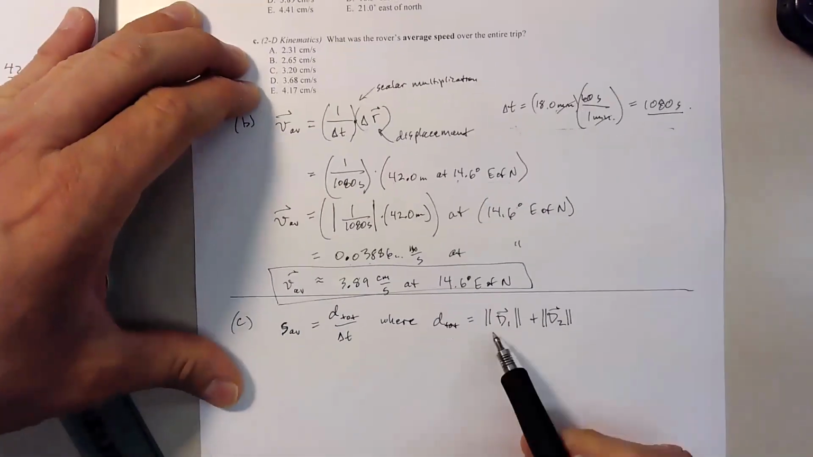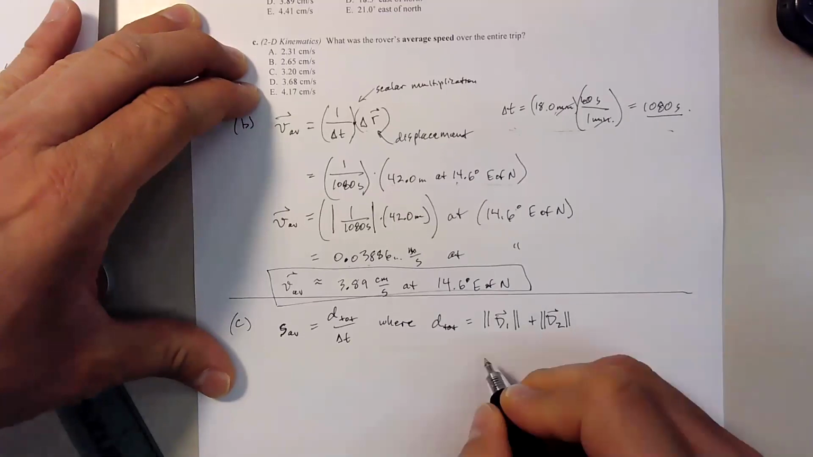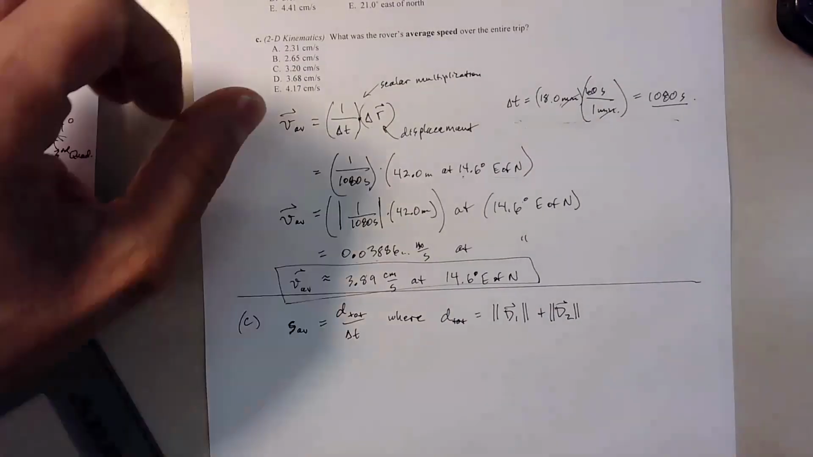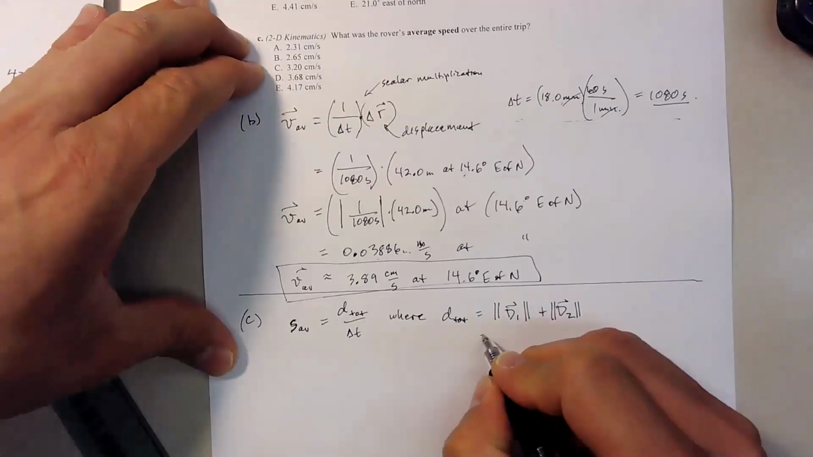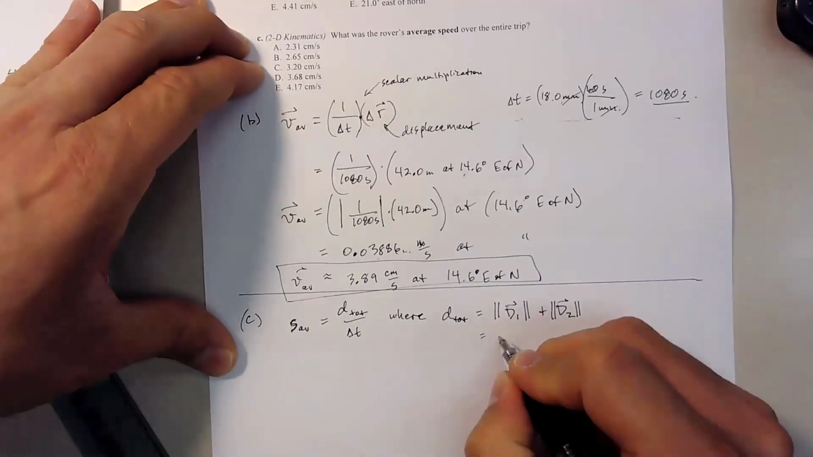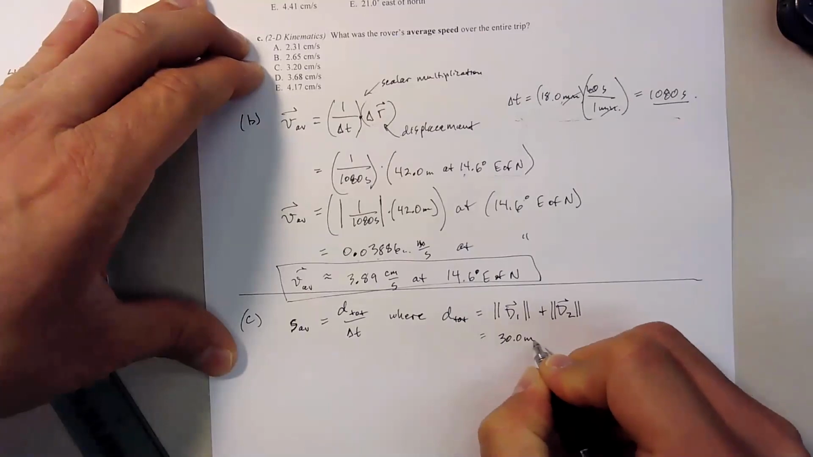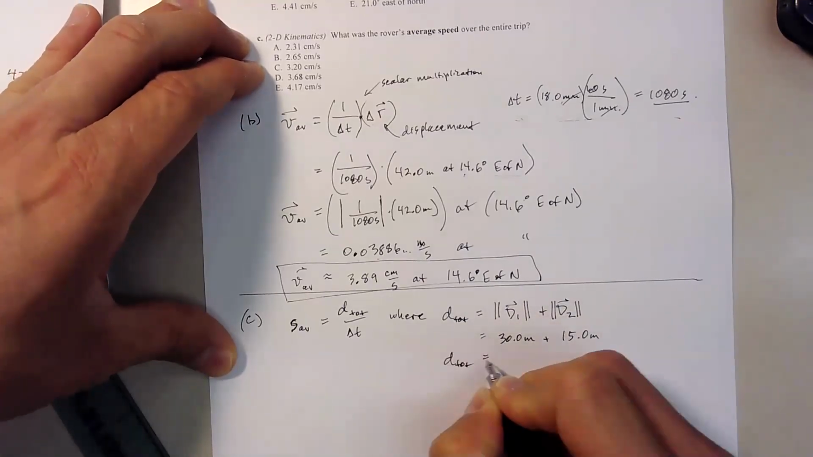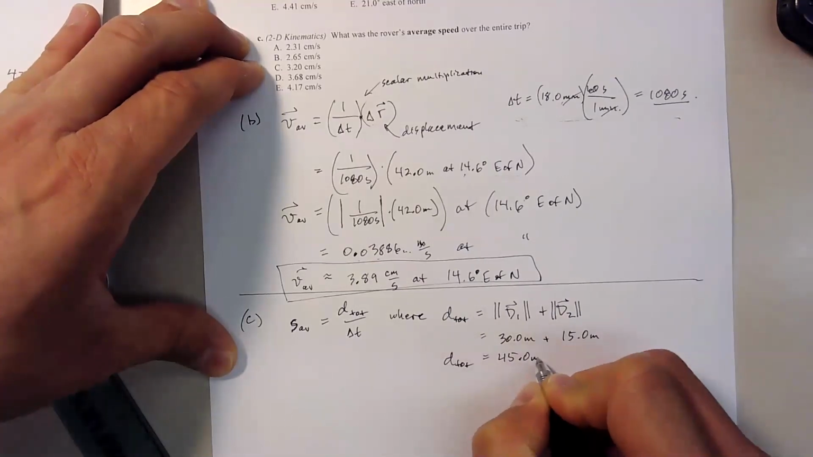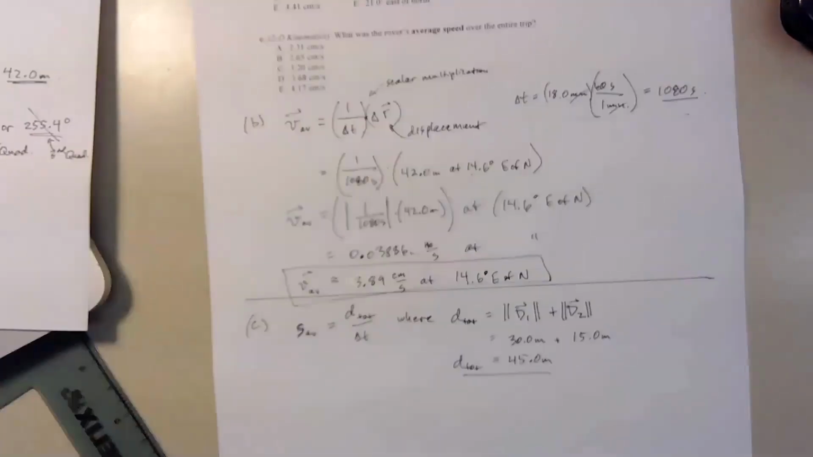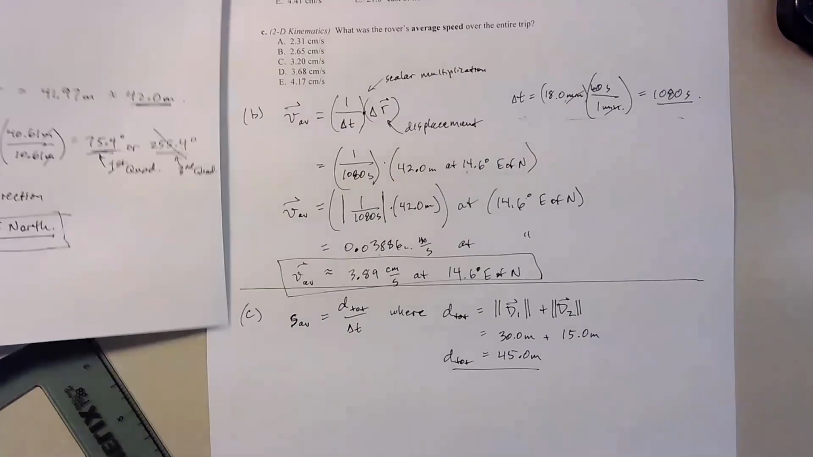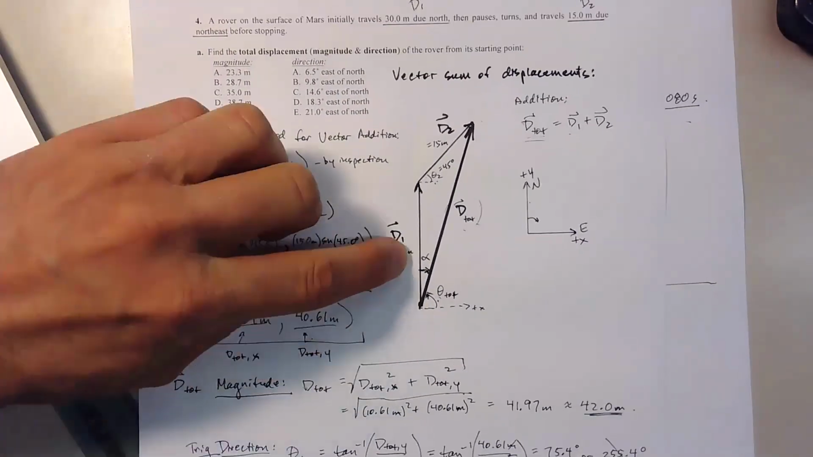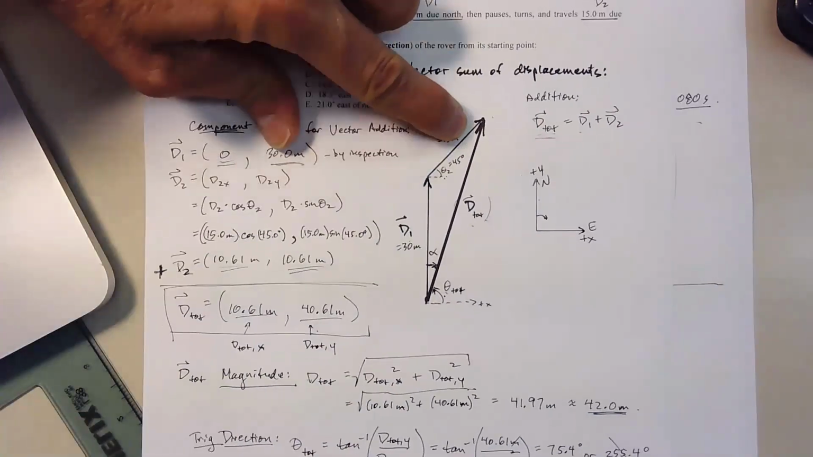Right? By the way, this is a long way to write magnitude, or you can just write it as plain d1, plain d2, without the vector hats and without the double bars. I'm just being extra explicit here. So that's equal to 30 meters plus 15 meters. So the total path traveled, traced out by the rover, if we look back at our original vector diagram here, the total path traced out by the rover was 30 meters plus 15 meters.